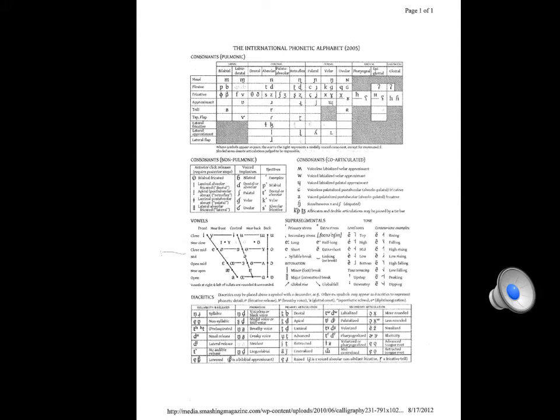Remember, when you are transcribing or writing down the phonemes that are being said, you put them inside virgules, or those slash marks that I showed you on the previous slide. Take a look here at the International Phonetic Alphabet and see if you can recognize some of these sounds. You will see the consonants at the top and the vowels down below.